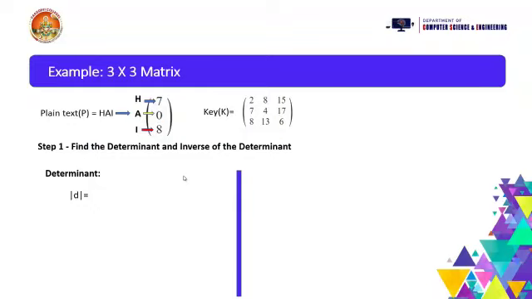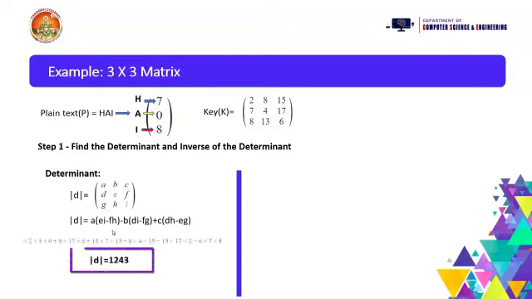To find the determinant of a 3 by 3 matrix, assume this is our 3 by 3 matrix. The determinant is found based on this equation: A multiplied by (EI minus FH), next minus B multiplied by (DI minus FG), next plus C multiplied by (DH minus EG). By using this equation, we are going to find our determinant. Our determinant is 1243.